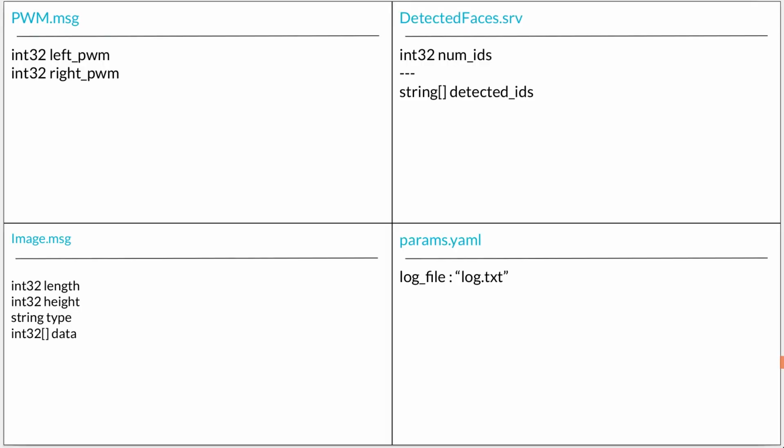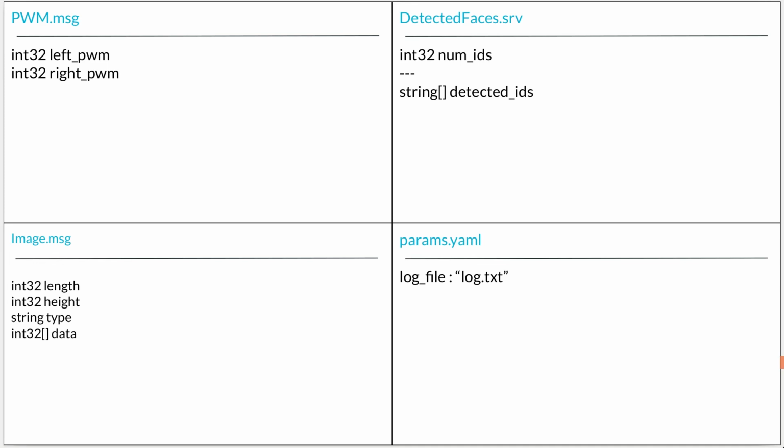We'll now see how each of the files from our example application is structured. The PWM file defines the message structure required for passing a message about the PWM signals to both the left and the right wheel motors. Hence, it contains 2 32-bit integers called left PWM and right PWM.